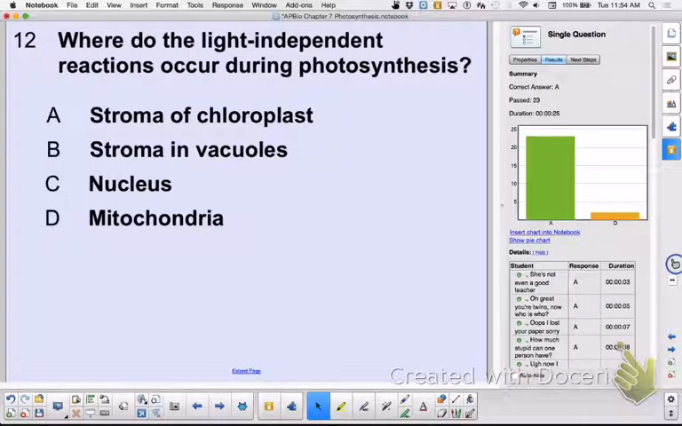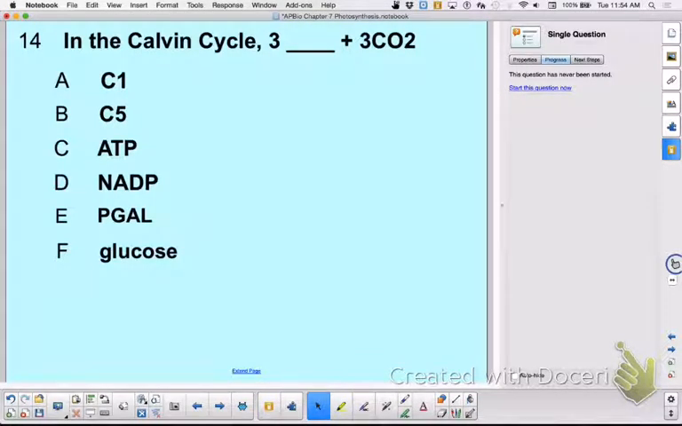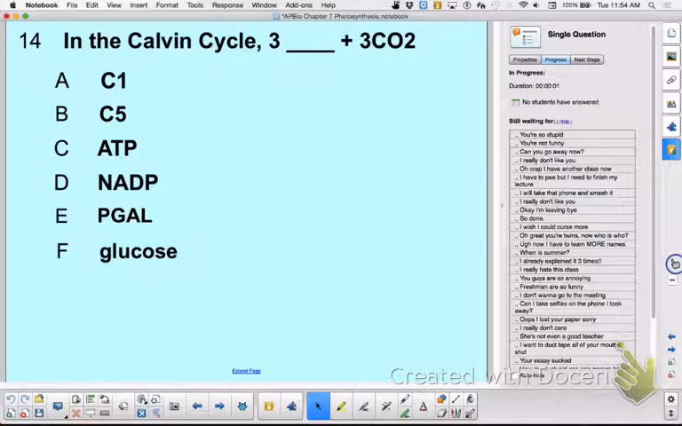In the stroma. Mitochondria? That's cellular respiration.